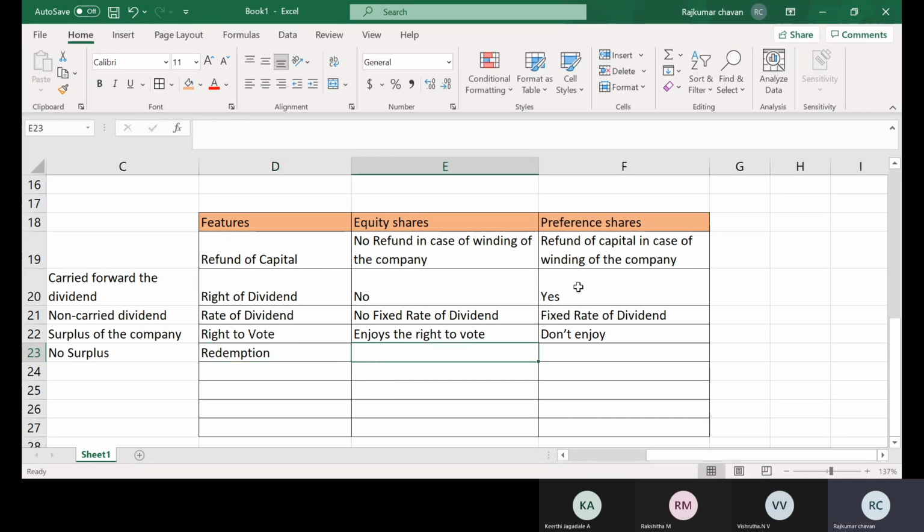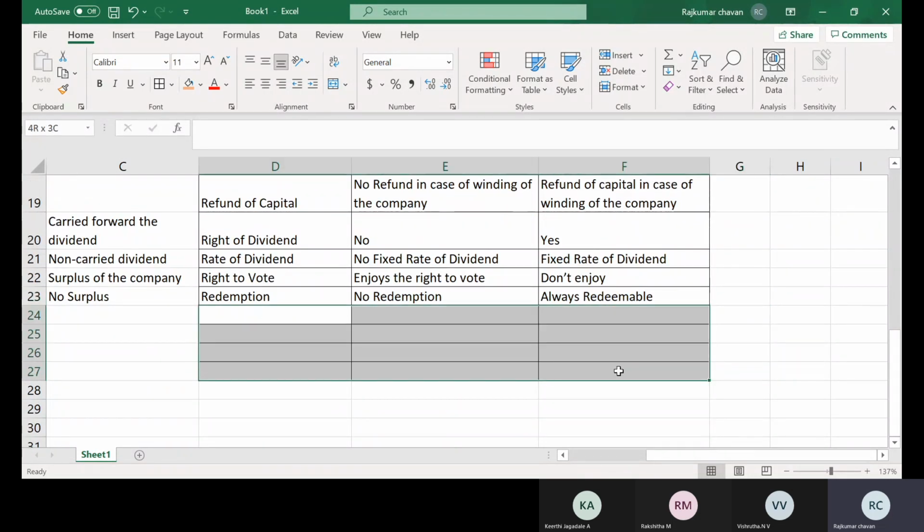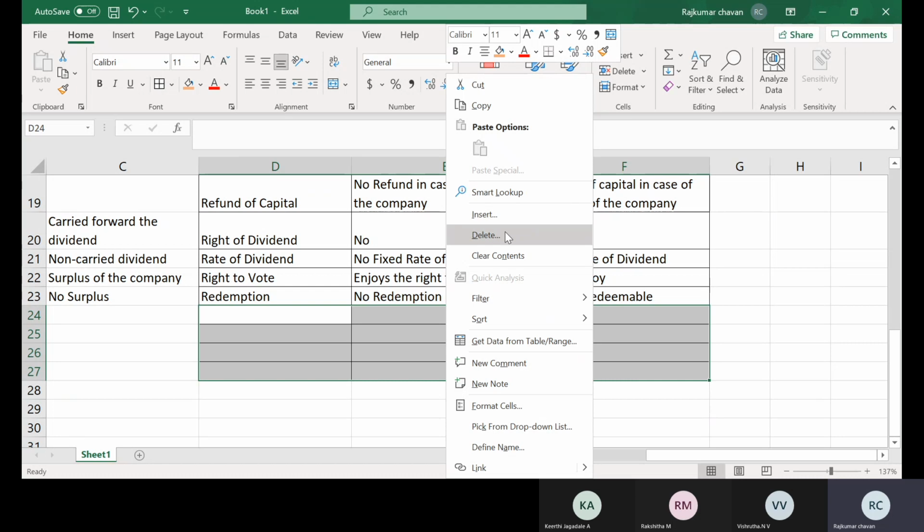Redemption. Do we do redemption or repay in equity share capital? No redemption. Redemption is not possible in the equity share. Preference shares are always redeemable. Is that clear? Yes, sir. Okay. So these are some basic differences between equity and preference shares.